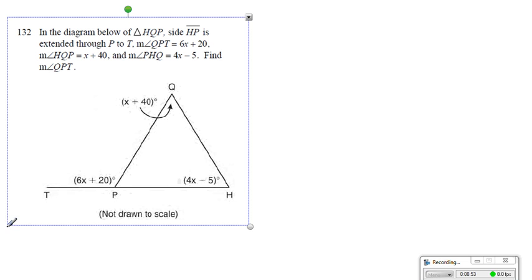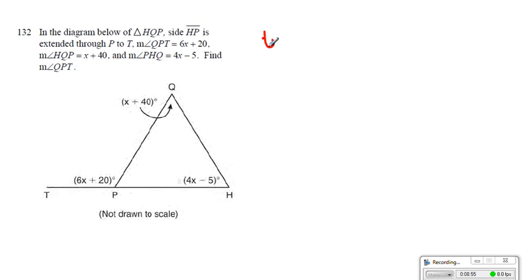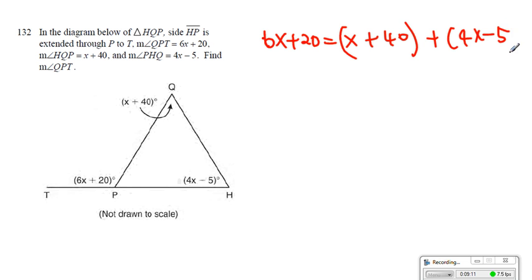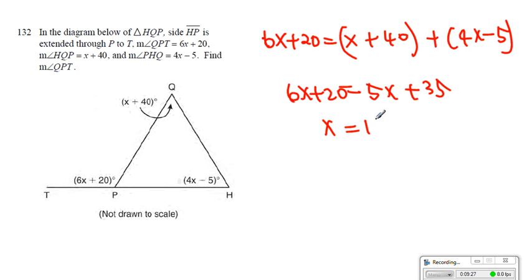Now here we have the same kind of concept. 6x plus 20, that measure of the exterior angle, must be the sum of two non-adjacent angles. Then here we have 6x plus 20 must be equal to 5x plus 35. And by subtracting 5x from each side, and subtracting 20 from each side, we get to realize that x must be equal to 15.